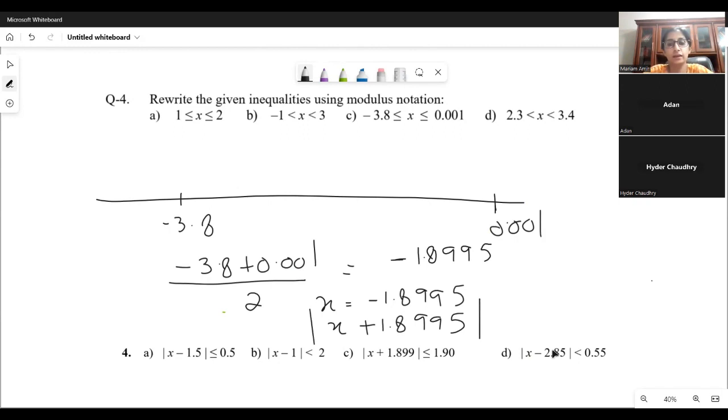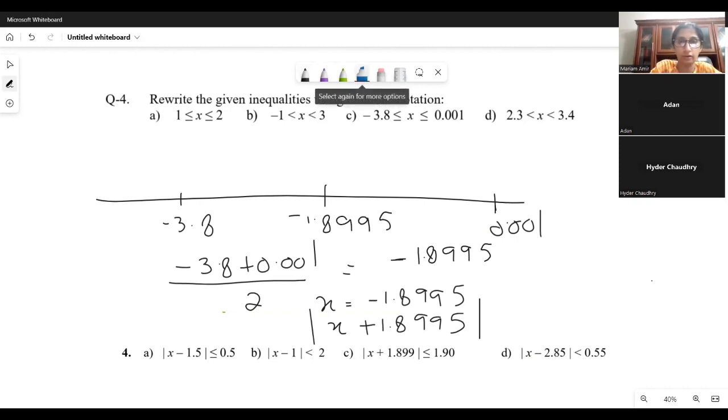One 5 is missing here, it should have been there. And then you write this mid value, which is minus 1.8995. And then we need the distance from here to here. So 0.001 minus negative 1.8995. So that's 1.9005.